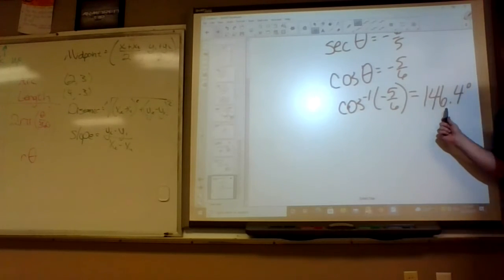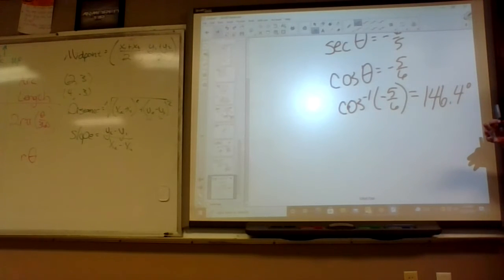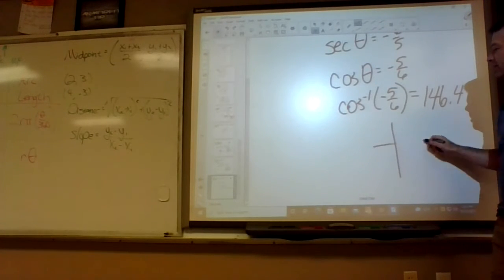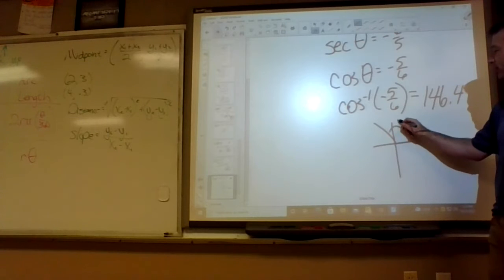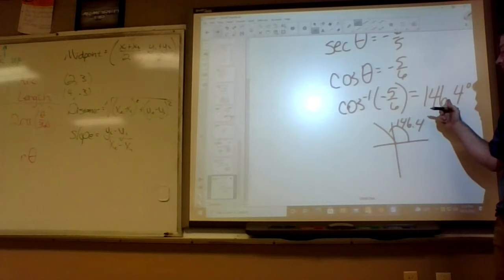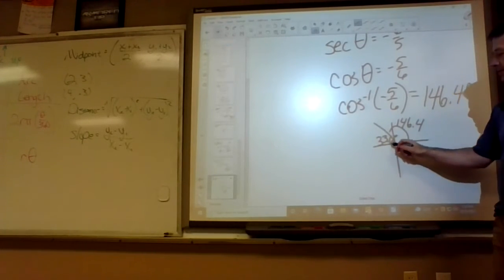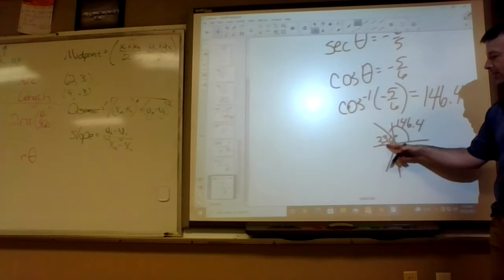Okay. If this is a second quadrant angle, how do I find the third quadrant angle? How do we find the reference angle? 180 minus 146.4 is 33.6. The reference angle is 180 minus that, which was 33.6. So to find the angle down here, you do 180 plus 33.6.